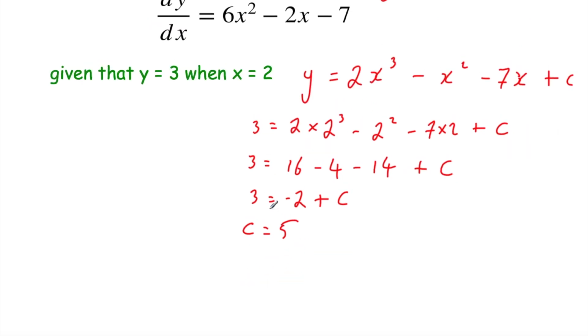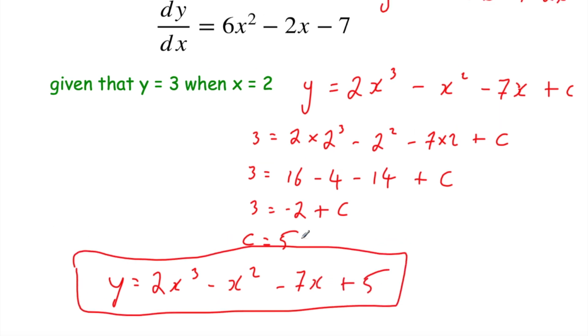That means if we put the c into this, we're going to get that y is equal to 2x cubed minus x squared minus 7x, and then plus 5. And that's it. That's the value of y. To find that, we integrated what dy by dx was, and then we substituted in the values of x and y to find out what c is. Okay, let's have a look at our next question.